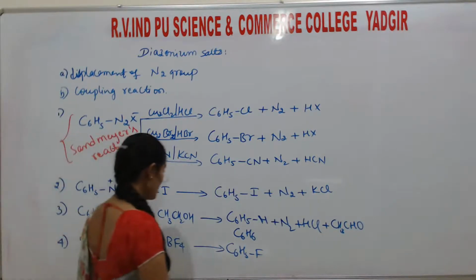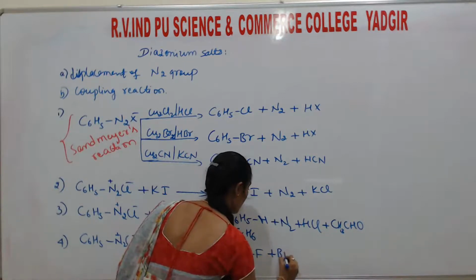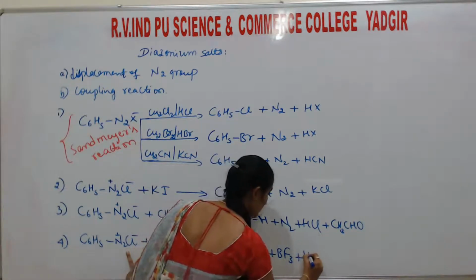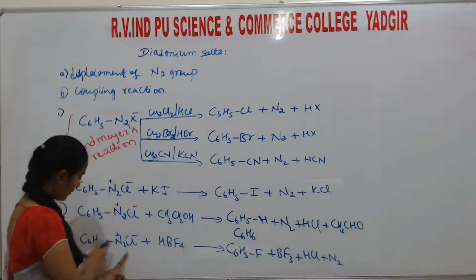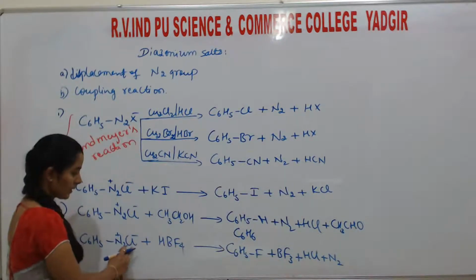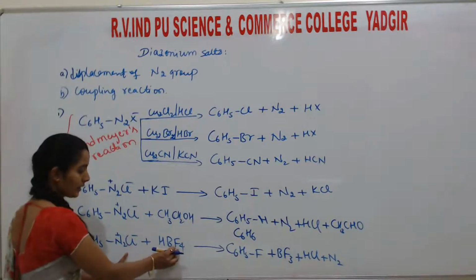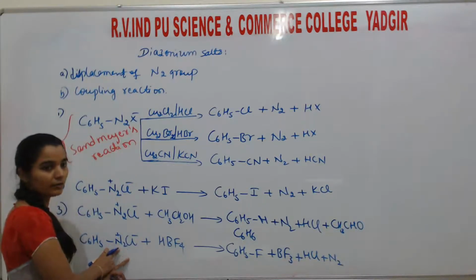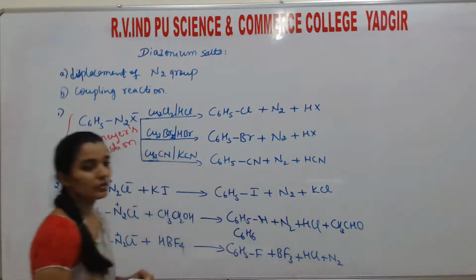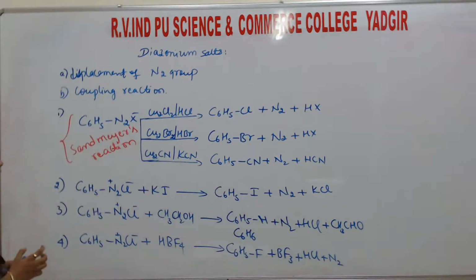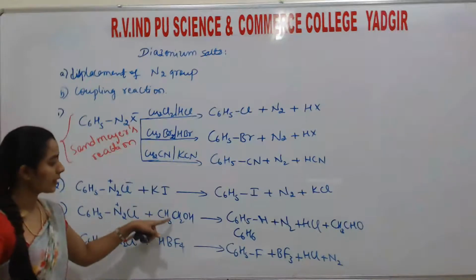Okay, plus BF3 plus HCl plus N2. Here one F combines here, H combines here, forming HCl. Remaining is BF3 with the displacement of N2. So this is all about the reactions which show the displacement of the N2 group by the respective group.